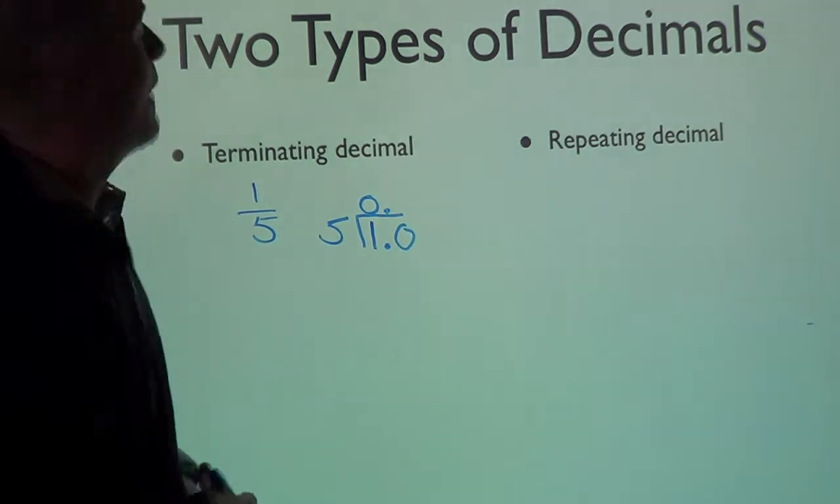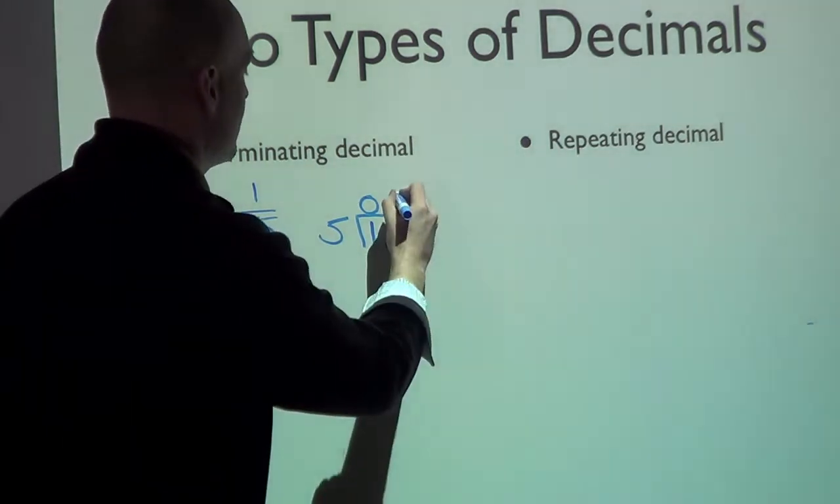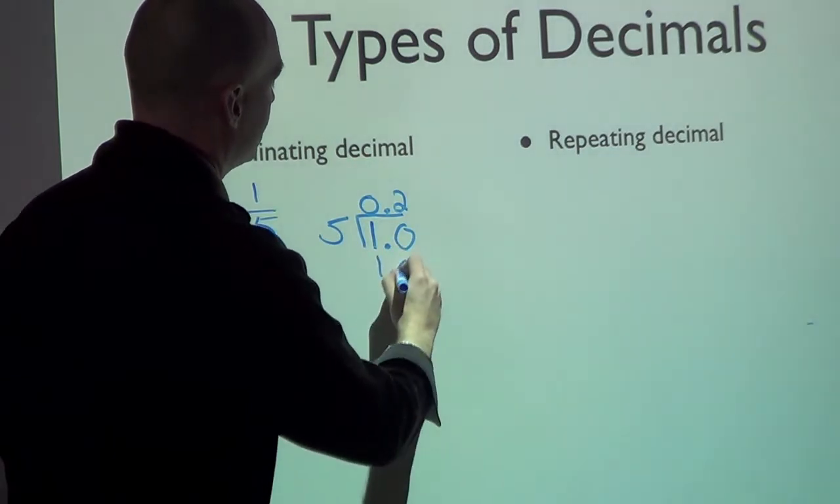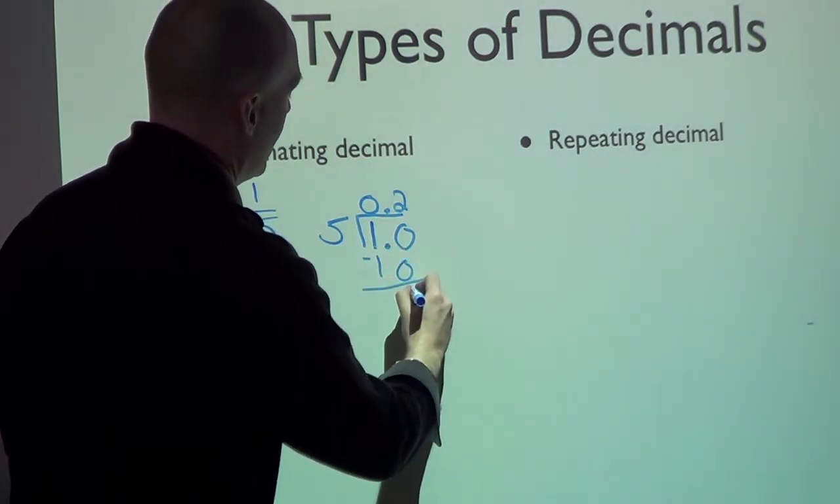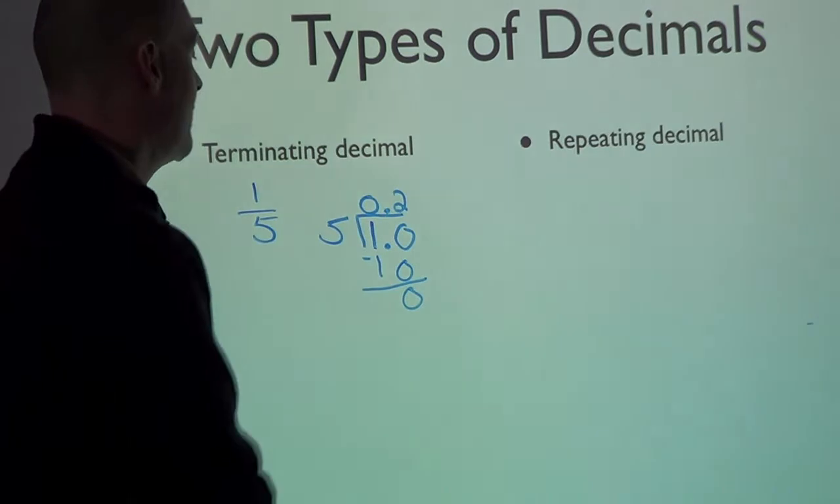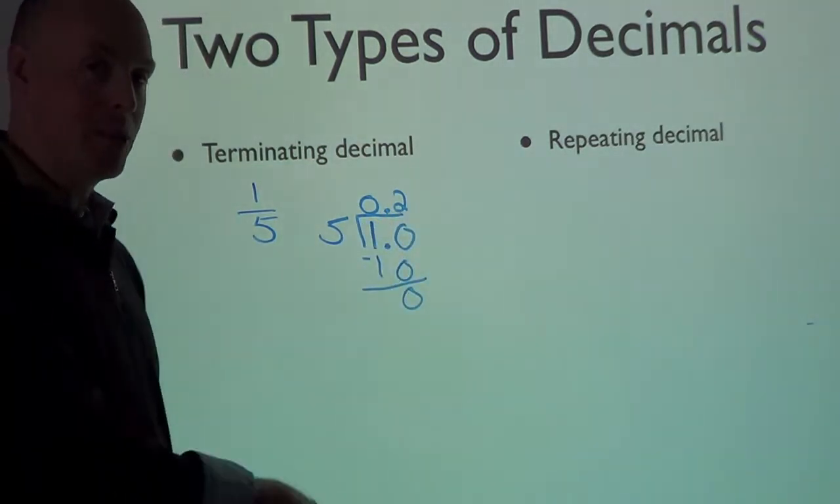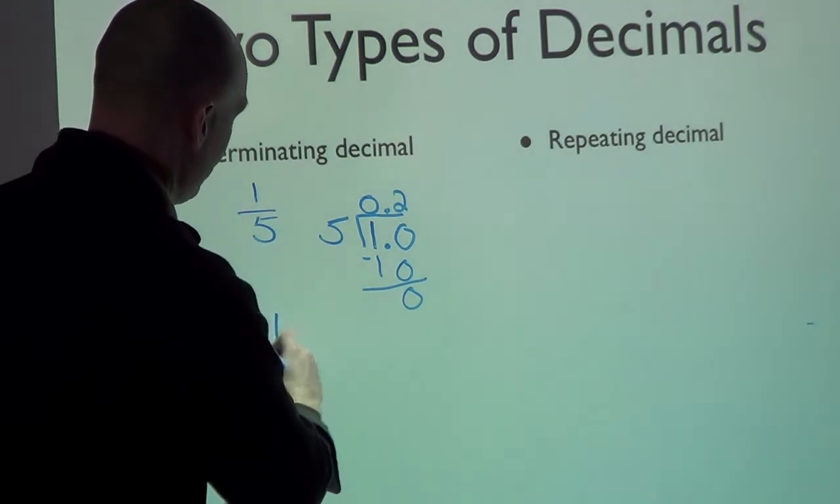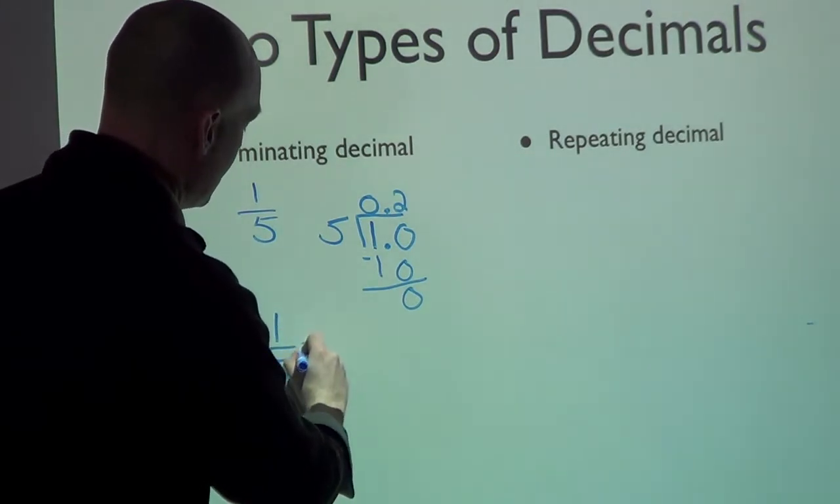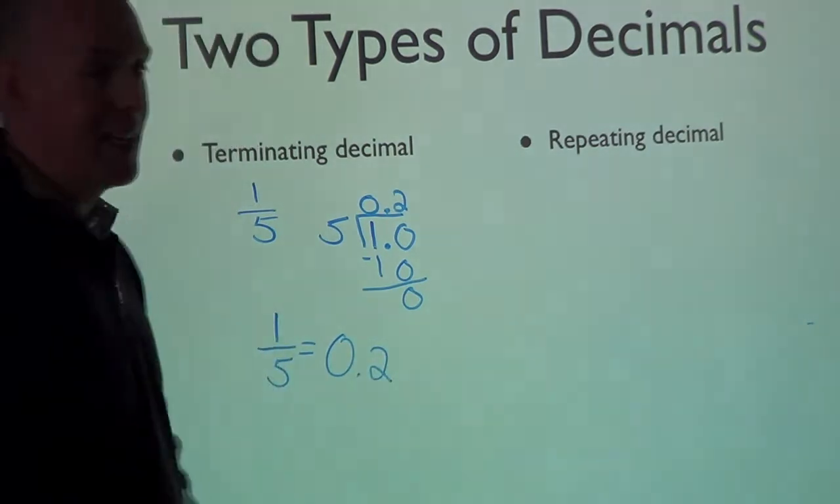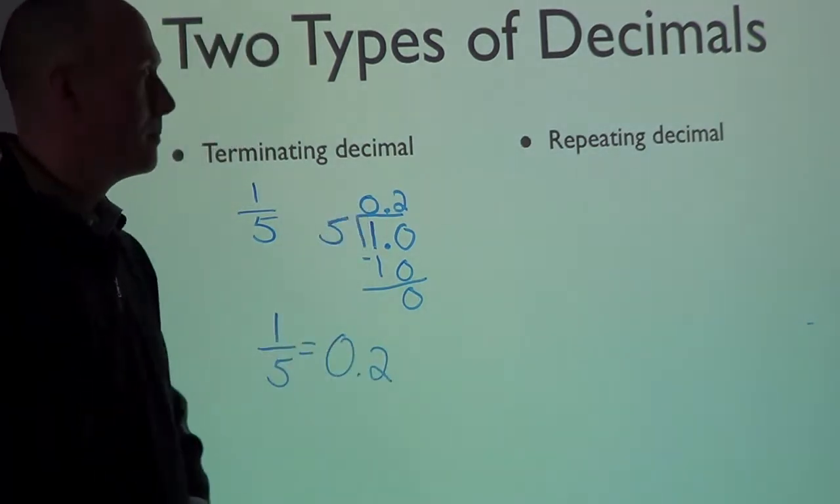How many times can 5 go into 10? The answer is 2. 2 times 5 is 10. Subtract, and we're left with 0. No remainders, and that's what's called a terminating decimal, meaning that it stops, it's over. We know that 1/5 is equal to 2/10. Terminating decimal. It stops.